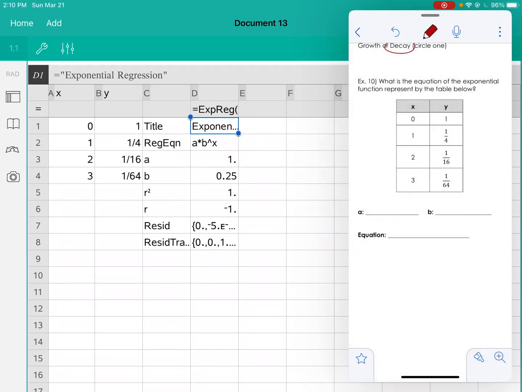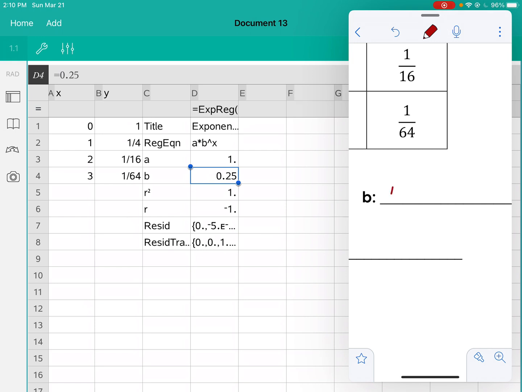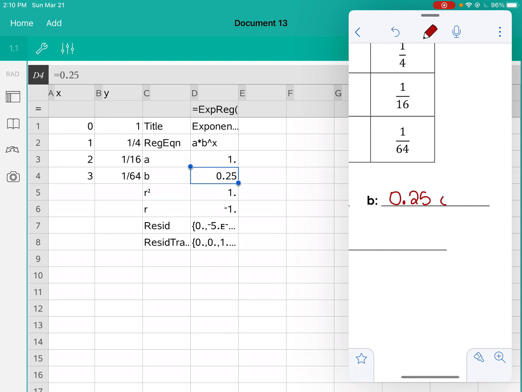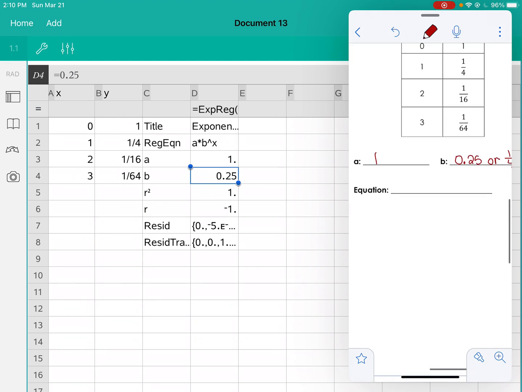So we're looking for A and B. So again, my A is 1. My B is 0.25. Also know that 0.25 is the same as 1/4. So your equation, y equals 1 times 0.25 to the x power.